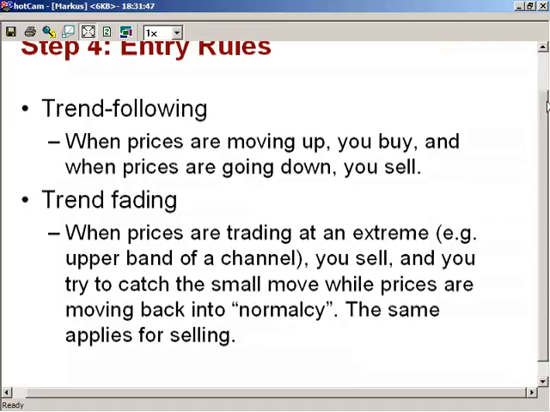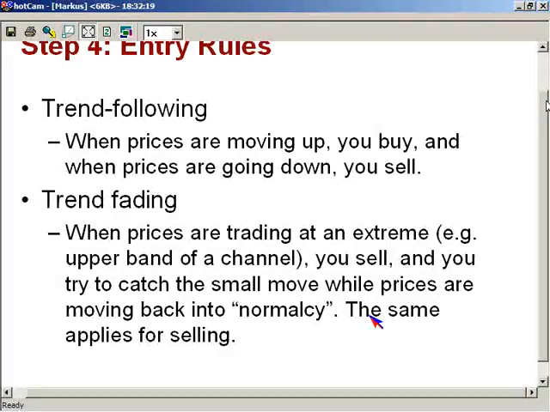Now, contrary, you have a trend fading strategy. A trend fading strategy means that when prices are trading at an extreme, for example, the upper band of a channel or the upper band of a trend line, then you sell and you try to catch the small move while prices are moving back into normalcy. And the same applies for buying. So these are the two basic principles. You either have trend following strategies or you have trend fading strategies.